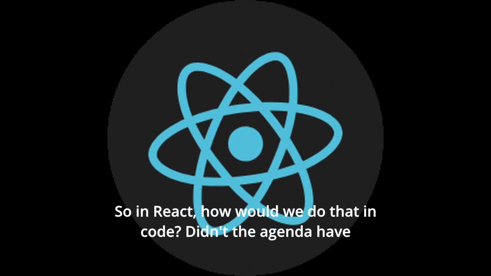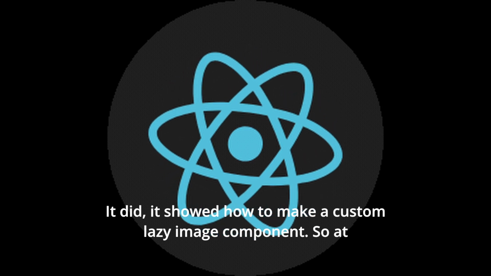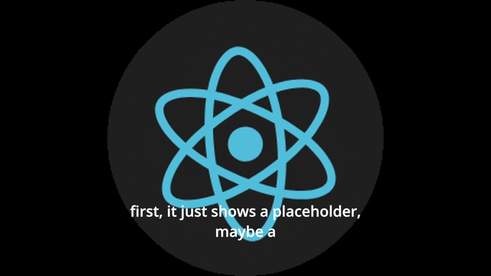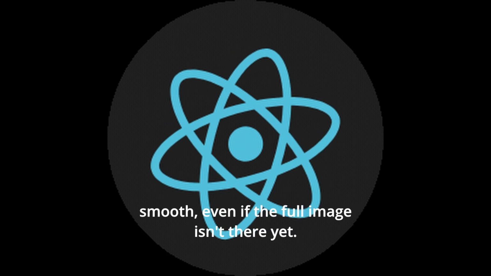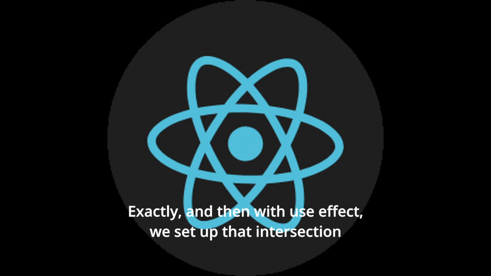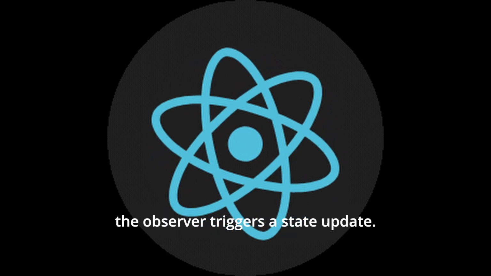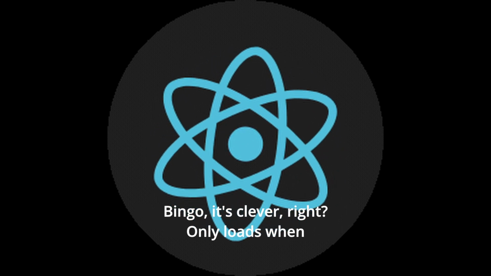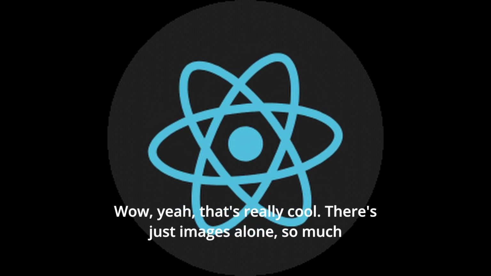So in React, how would we do that in code? Didn't the agenda have something about useState, useEffect? It did. It showed how to make a custom lazy image component. At first, it just shows a placeholder, maybe a loading spinner or a low-res version of the image. So the user sees something immediately, keeps the experience smooth, even if the full image isn't there yet. Exactly. And then with useEffect, we set up that Intersection Observer. It's watching our lazy image. As soon as it's in view, the observer triggers a state update. And that state update swaps in the real full-res image. Bingo. It's clever, right? Only loads when needed, app feels faster, saves bandwidth. Wow, that's really cool. Just images alone, so much potential there.